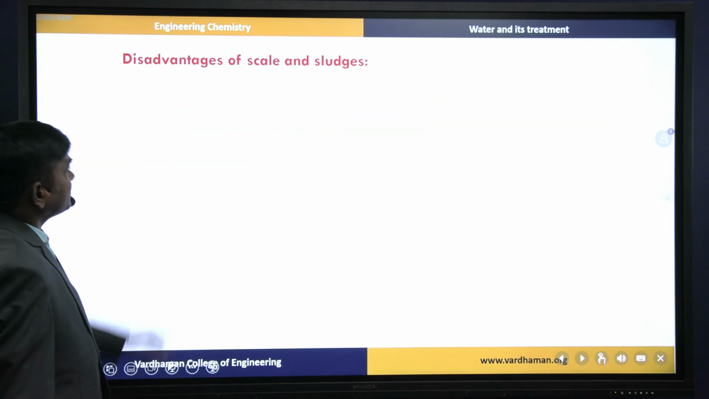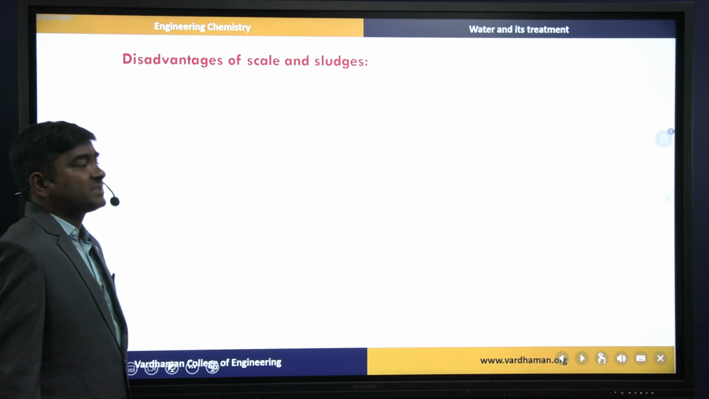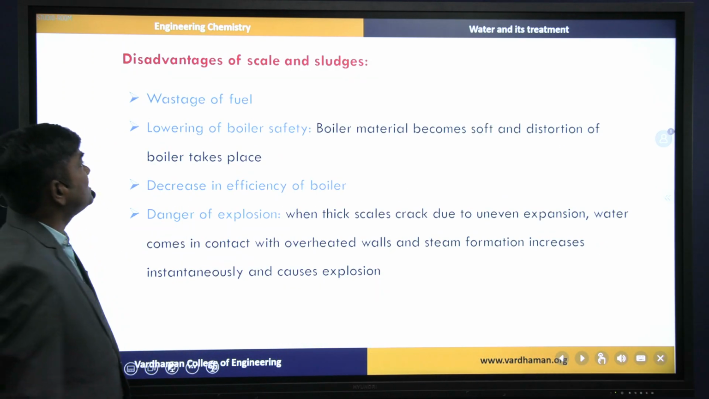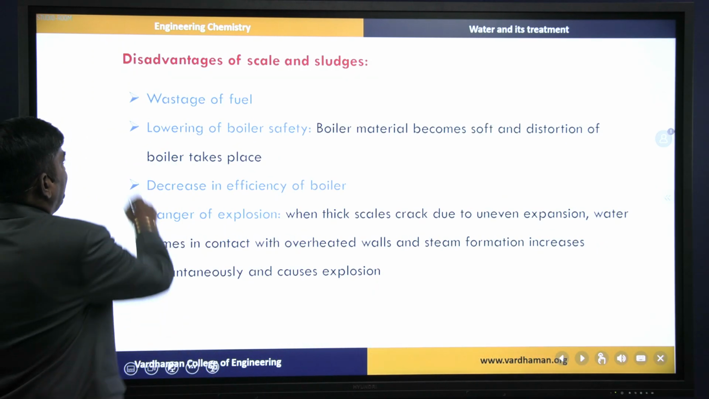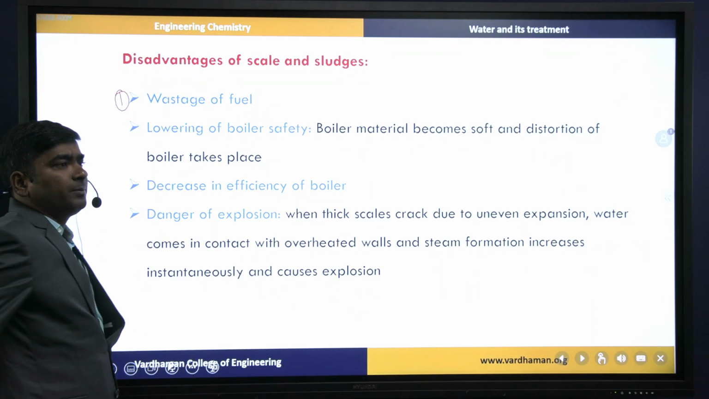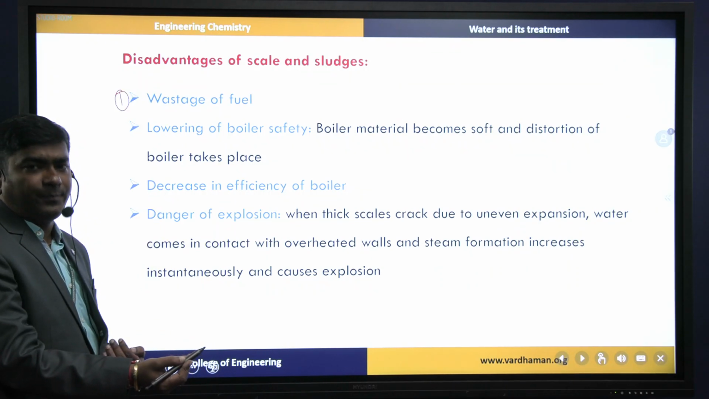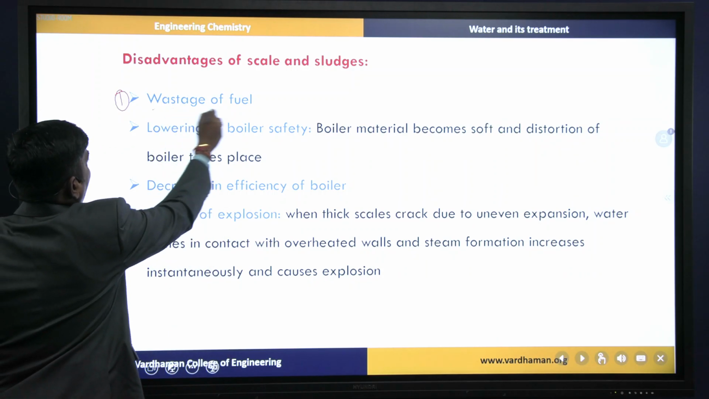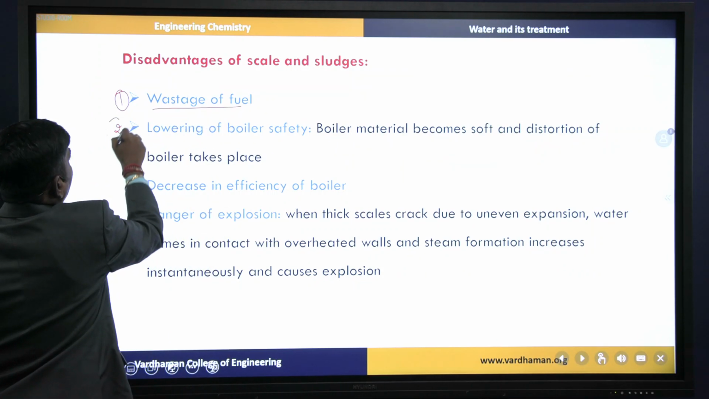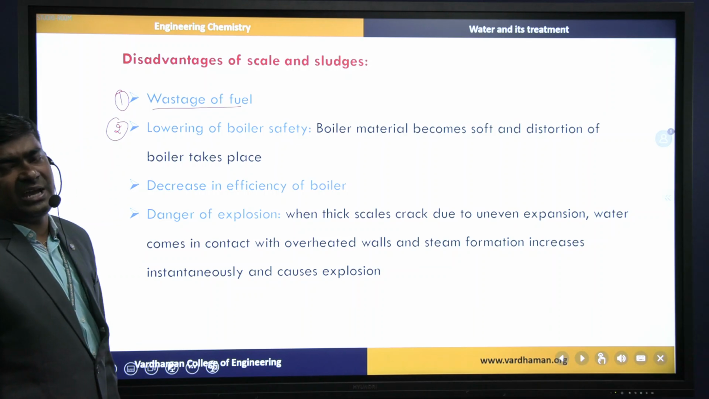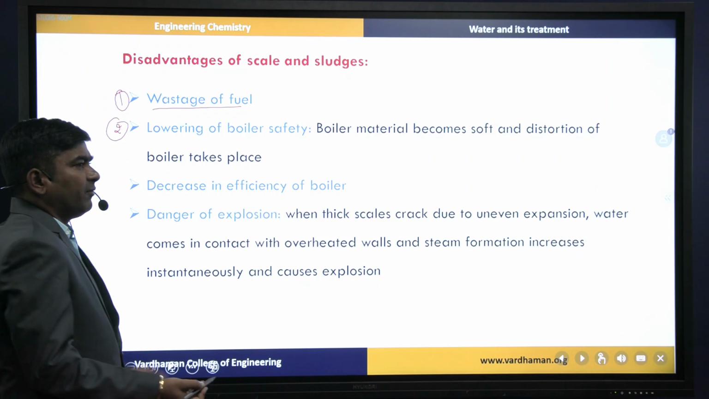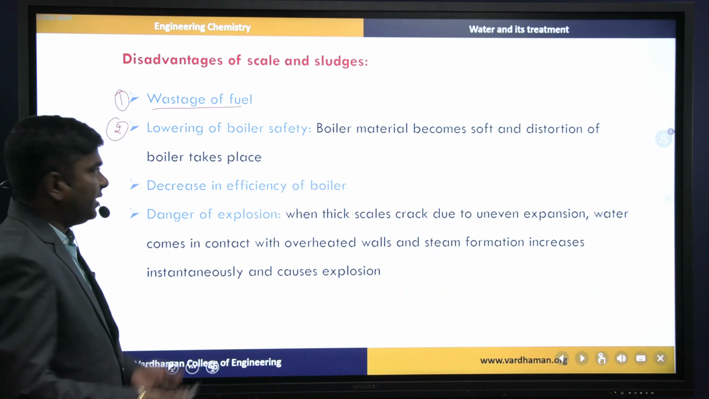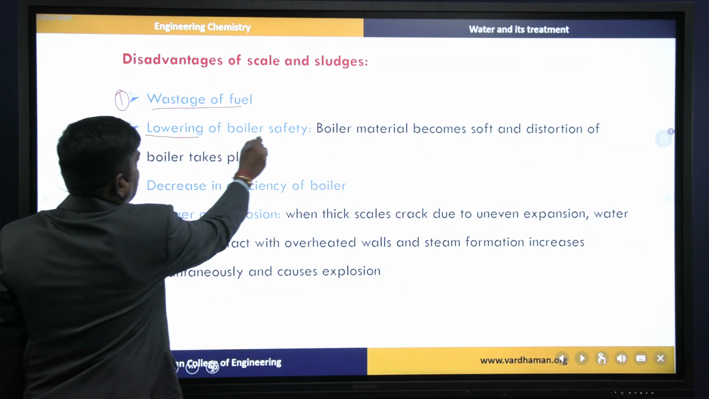Disadvantages of scales and sludges. What happens when scale and sludge form? Number one, wastage of fuel, because we need to give more heat, so we need to use more fuel. Second point, lowering of boiler safety. When we give more heat, the boiler valve may get weak, and explosion may take place.